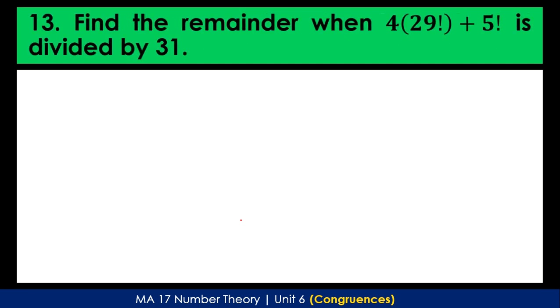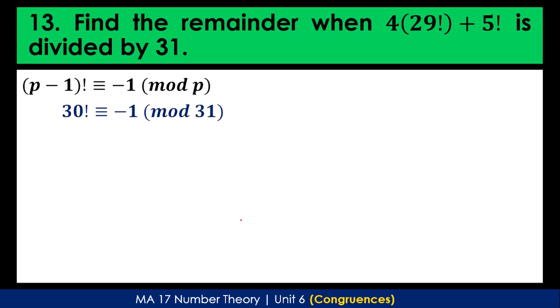Let's have the last example. Find the remainder when 4 times 29 factorial plus 5 factorial is divided by 31. Recall that we have 31 here, so we can still use Wilson's theorem, wherein P is 31. So 31 minus 1 is 30, and 30 factorial is congruent to negative 1 modulo 31.